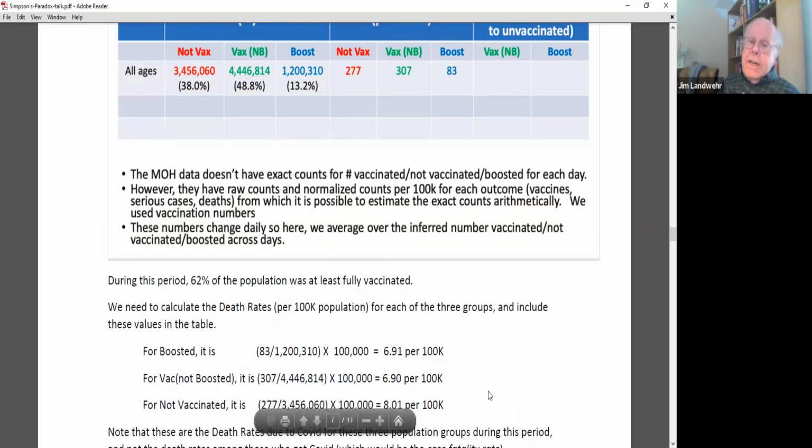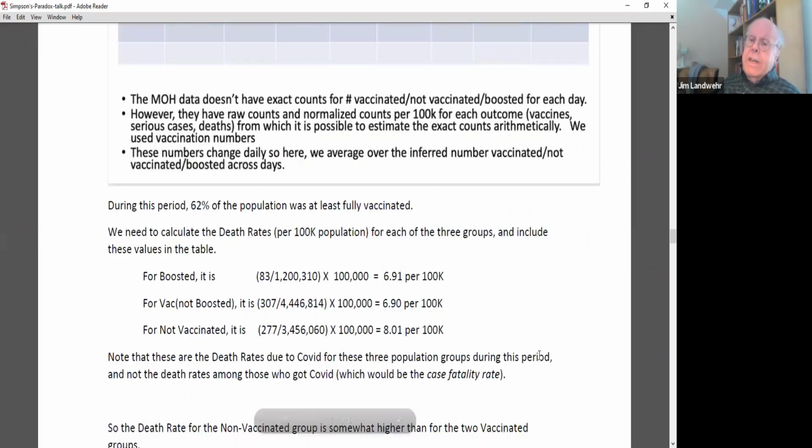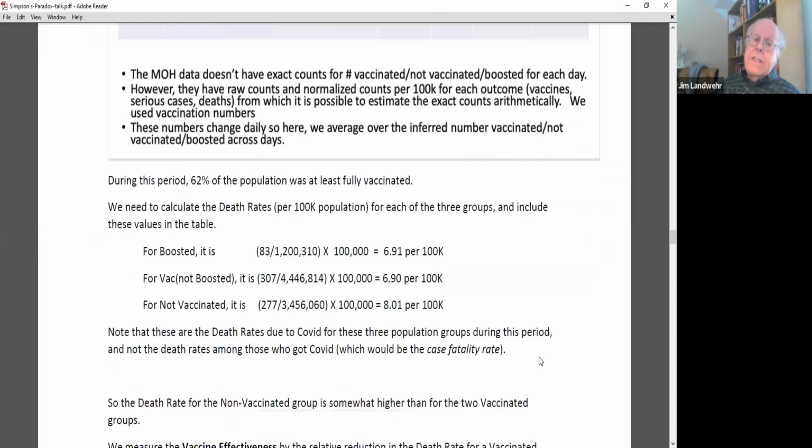For the vaccinated, not boosted, going through the same thing, 307 divided by 4,446,000, et cetera, got 6.90 per 100,000. And the death rate for the not vaccinated is 277 divided by 3,456,000, et cetera, 8.01. So those are the three death rates, for these three separate populations of Israel during this month.